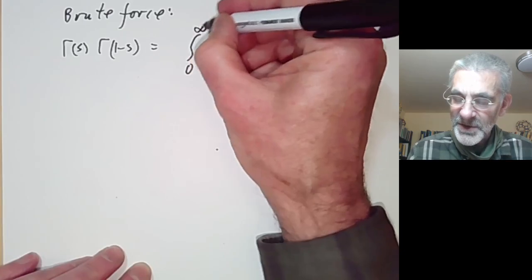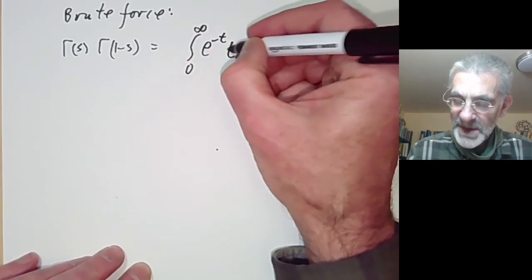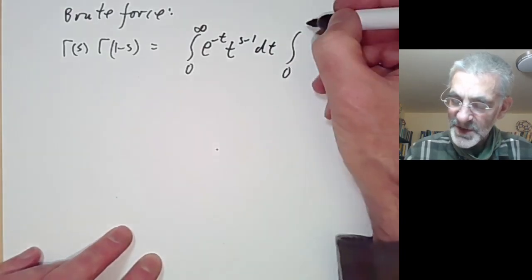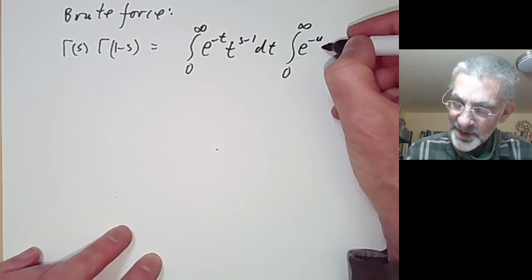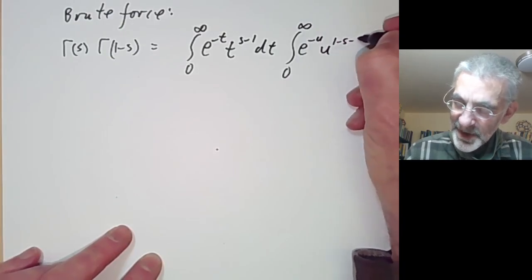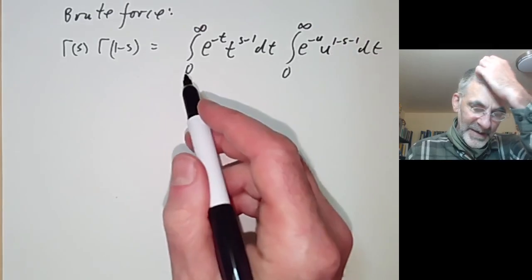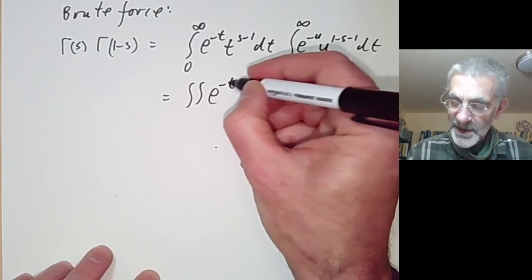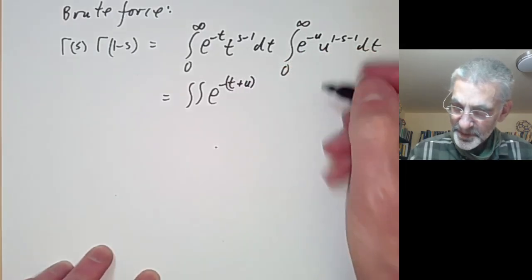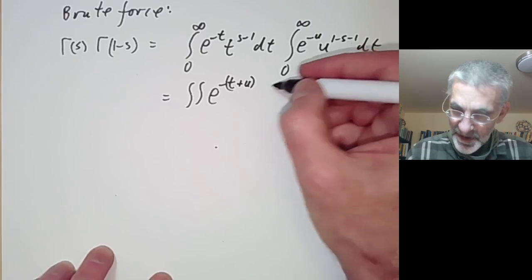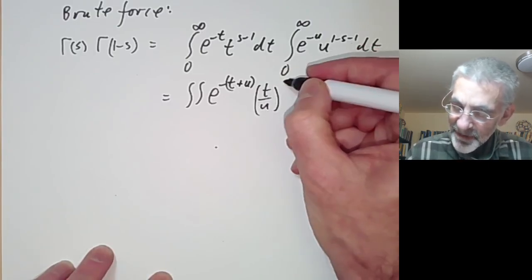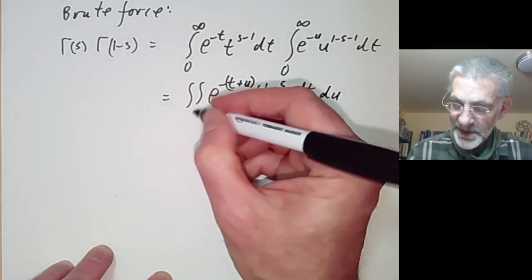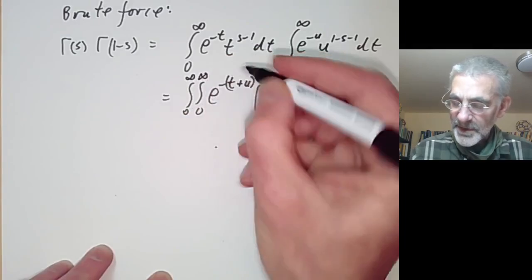So that's the integral from 0 to infinity of e to the minus t, t to the s minus 1 dt, and then I want gamma of 1 minus s, which is the integral from 0 to infinity of e to the minus u times u to the 1 minus s minus 1 du. And I can then write this as a double integral, so it's going to be a double integral of e to the minus t plus u times, well, here we've got a t over u to the power of s, and we've got a dt over t and a du there. So this is, we're doing a double plane integral.